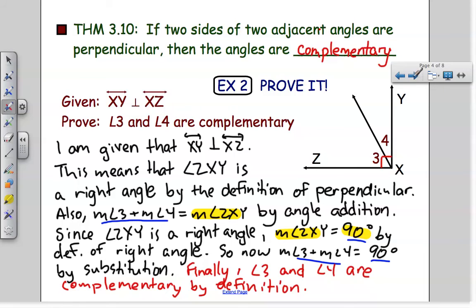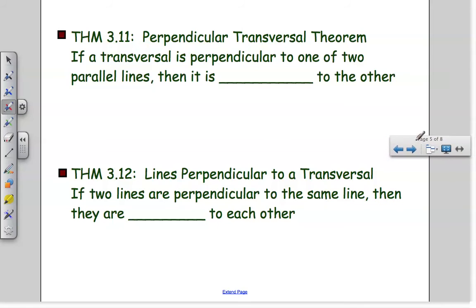today. Moving on to some more theorems, actually, with perpendicular lines. We have the perpendicular transversal theorem. If a transversal is perpendicular to one of two parallel lines, then it is blank to the other. Remember, a transversal crosses two or more other lines. We're saying it's perpendicular to one of two parallel lines.